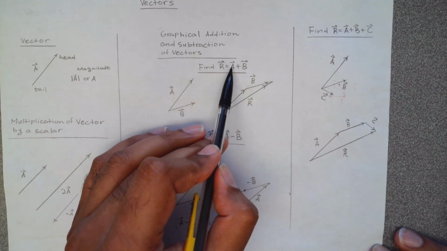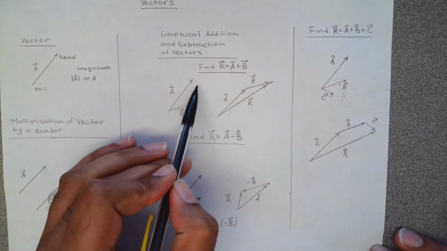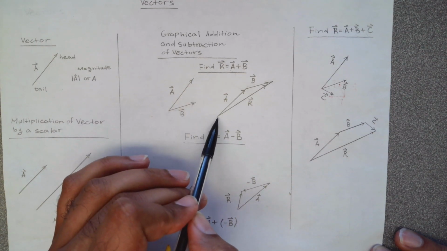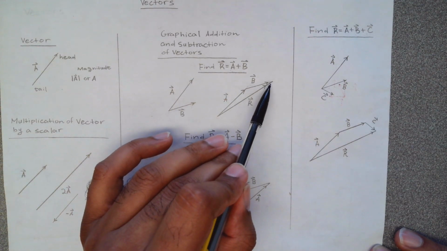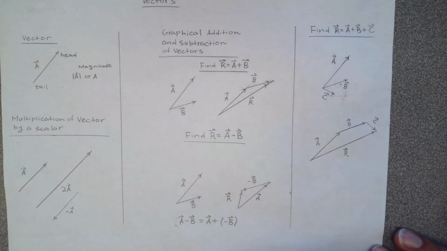Draw A, to the head of A we put the tail of B, and the sum R is going to go from the tail of A to the head of B. And this approach works with any number of vectors.